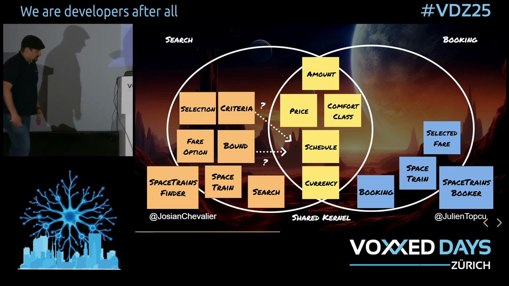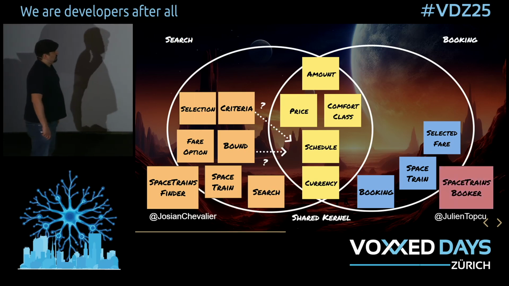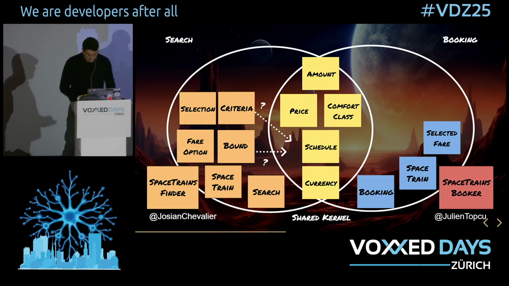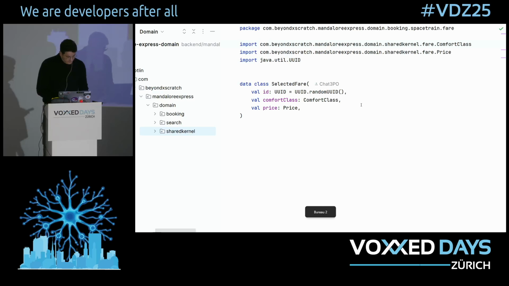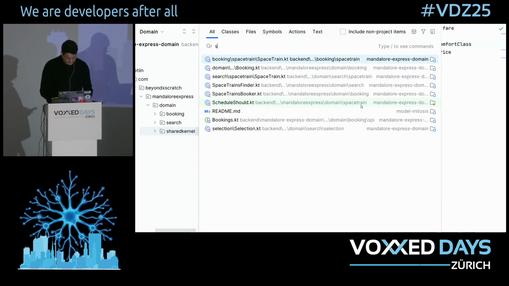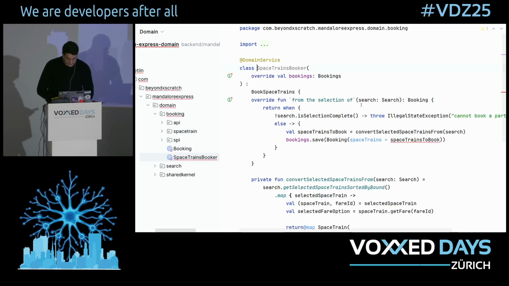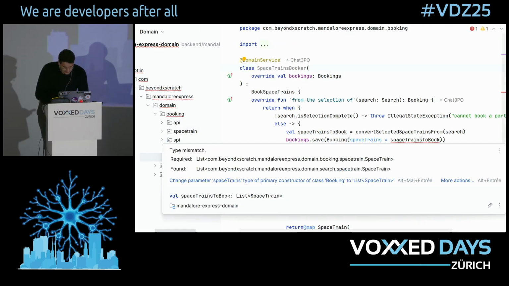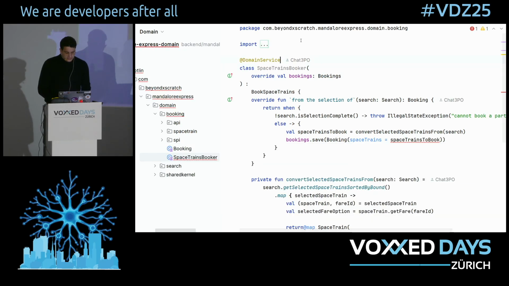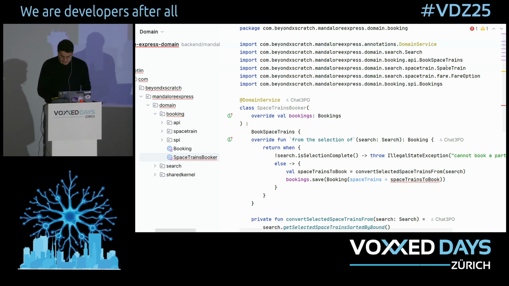Okay, it's pretty convenient, but our work here is not done because the space train booker actually has some compilation errors in the pipeline. So let's see that. So inside the booking, Booker. Here's the error. We need the space train from the booking and we got a space train from the search. I'm pretty sure this droid forgot to do the import. Yeah, I think this is the wrong import. So let's just get a space train from the booking instead.